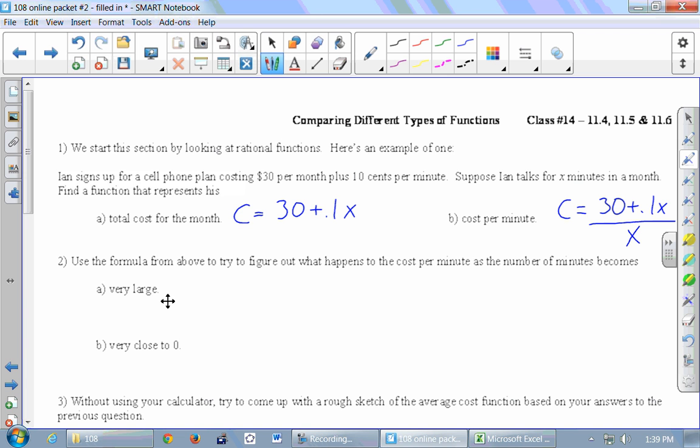Okay, so here are our two functions, 30 plus 0.1x for the total cost, and then if we want the cost per minute, we just take the total cost we just found and divide by x, which is the number of minutes. I think that economists usually put a bar over the thing if they want it to represent an average, so we'll call that C bar for the cost per minute. Number 2, use the formula from above to try to figure out what happens to the cost per minute as the number of minutes becomes A, very large, B, very close to 0. So pause the video and try to get those two answers for the cost per minute function, the C bar function, and come back when you're done.